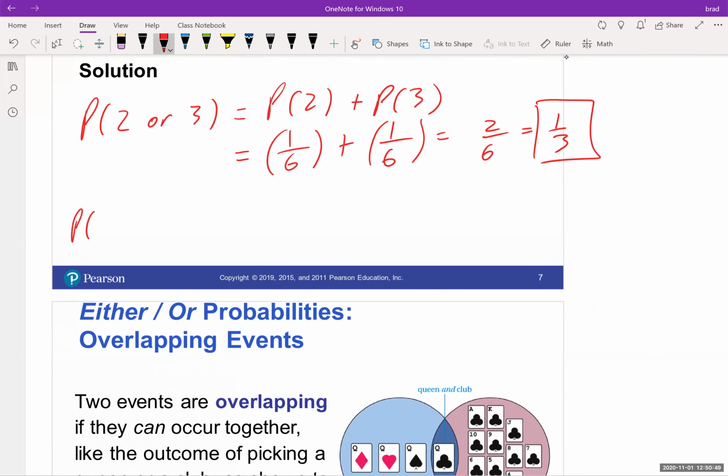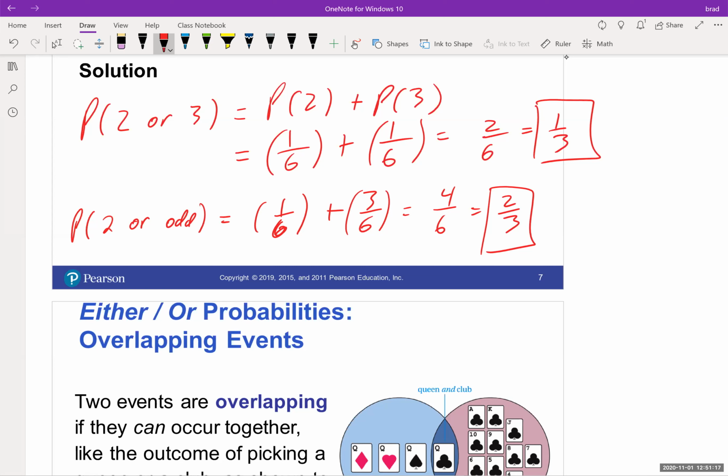So what if I said probability of rolling a 2 or an odd number? Okay, well, how many 2s are there? 1 out of 6, right? Now, how many odd numbers are there? Well, there's 1, 3, and 5, so 3 out of 6. So this would be 4 out of 6, and this would be 2/3. Okay, so when they're not related events, it's actually pretty nice. It's pretty easy to work with. We're able to simply add the probabilities and we don't stress out at all, okay?